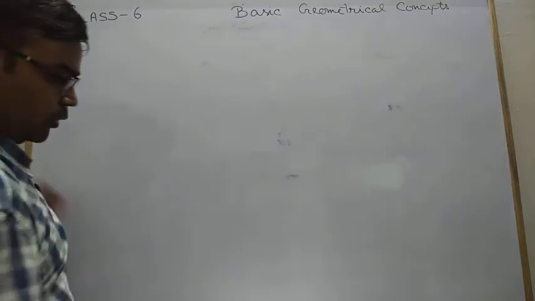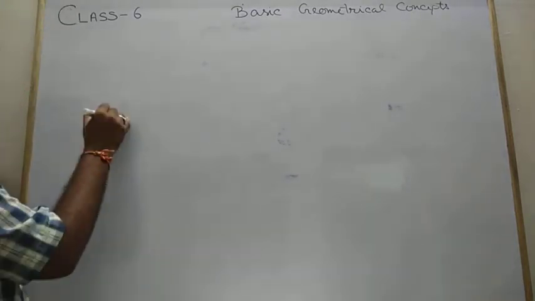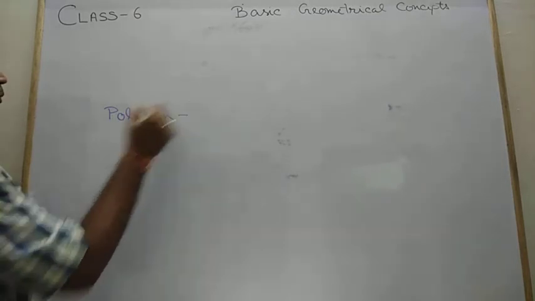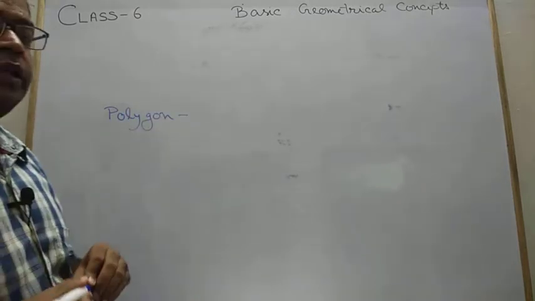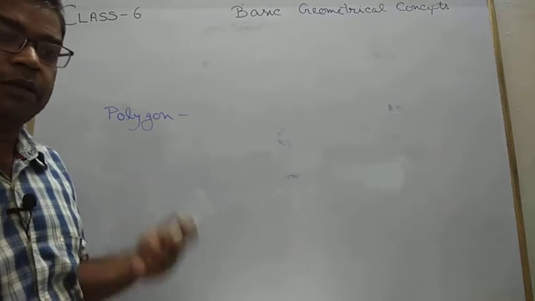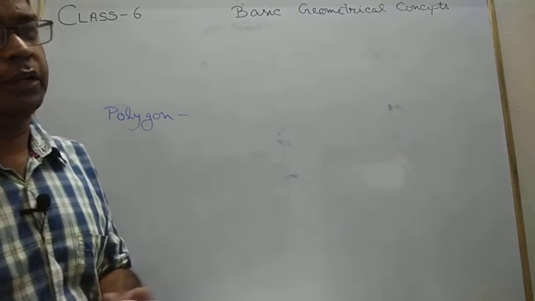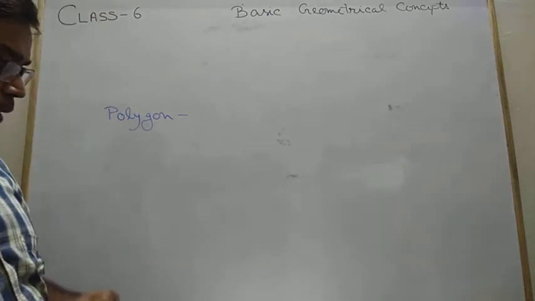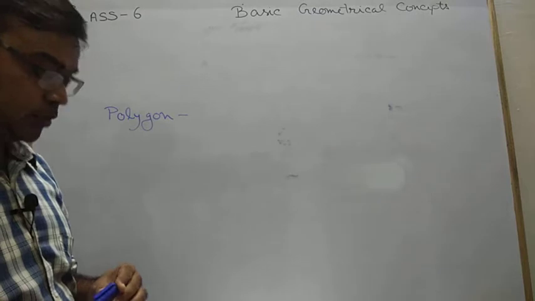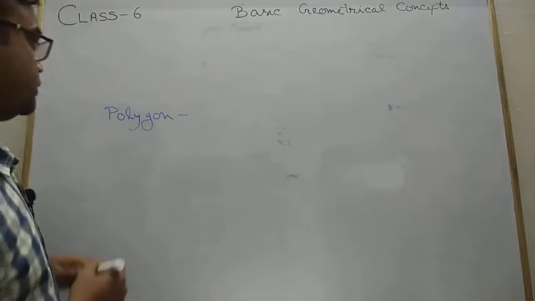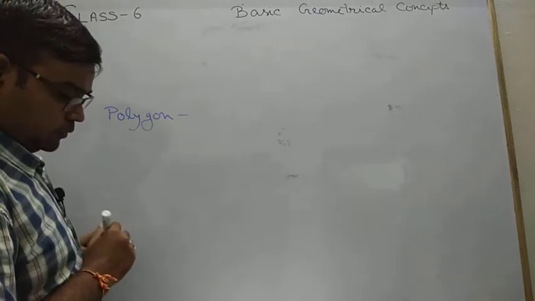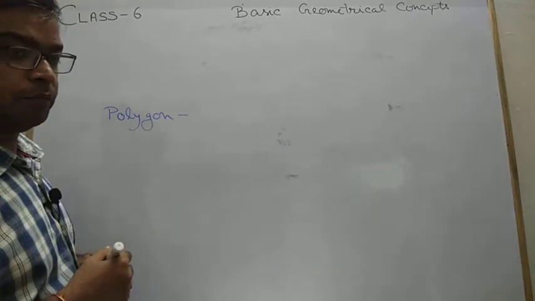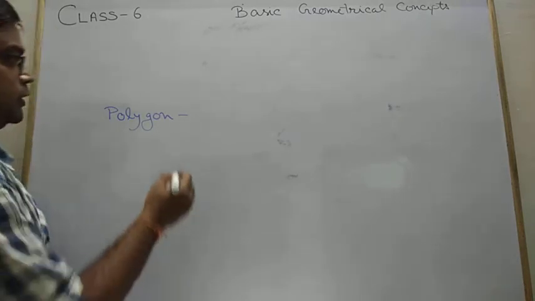Then it says polygon. What is the meaning of polygon? This is most important. Based on polygon, we discuss various topics in the geometry part in class 6, 7, 8, and so on. A simple closed curve made up entirely of line segments is called a polygon. A simple closed curve means a curve that does not cross any part of itself. They are known as polygons.